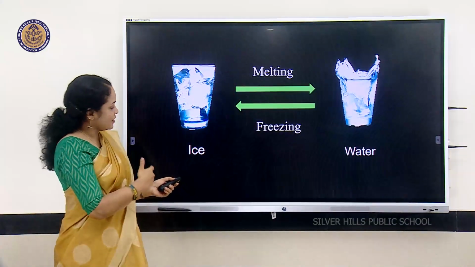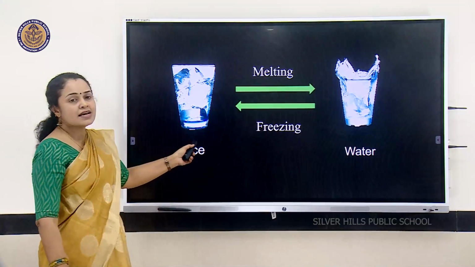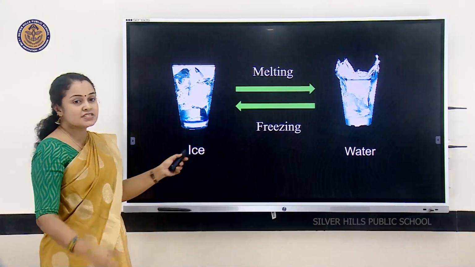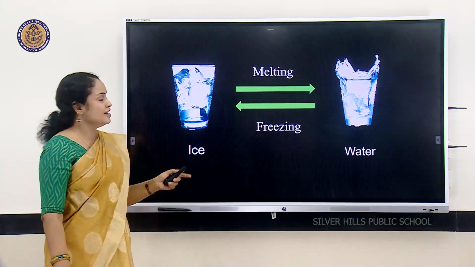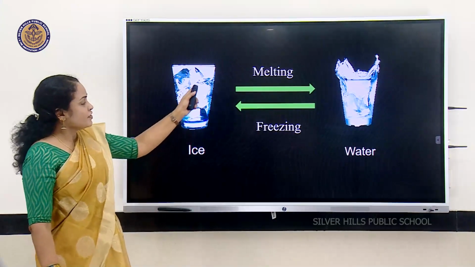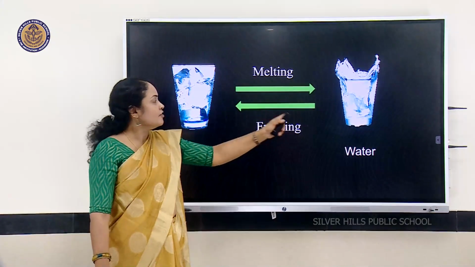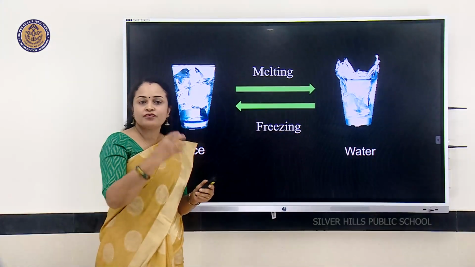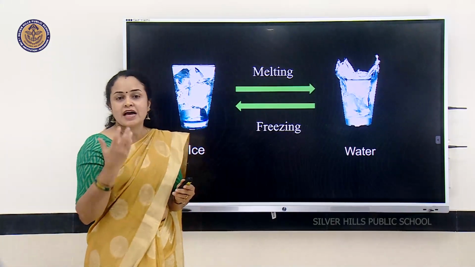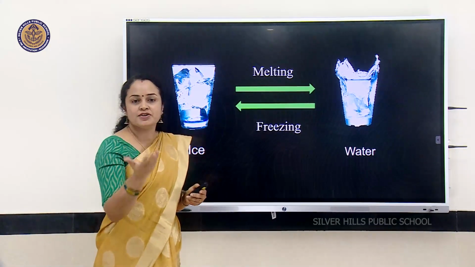Now what is happening here? This is a picture of ice which has just been taken out of the freezer. After some time, the ice is changing into water. Right? When you keep the ice out of the freezer for some time, what happens to it? It gets converted into water.